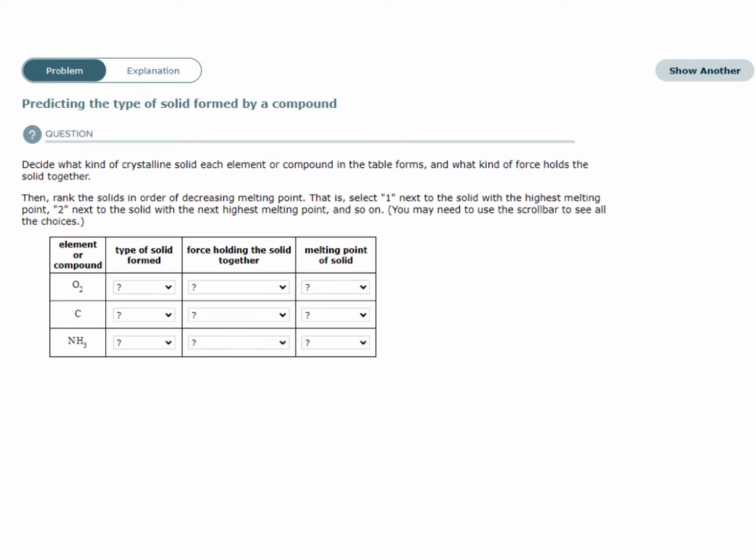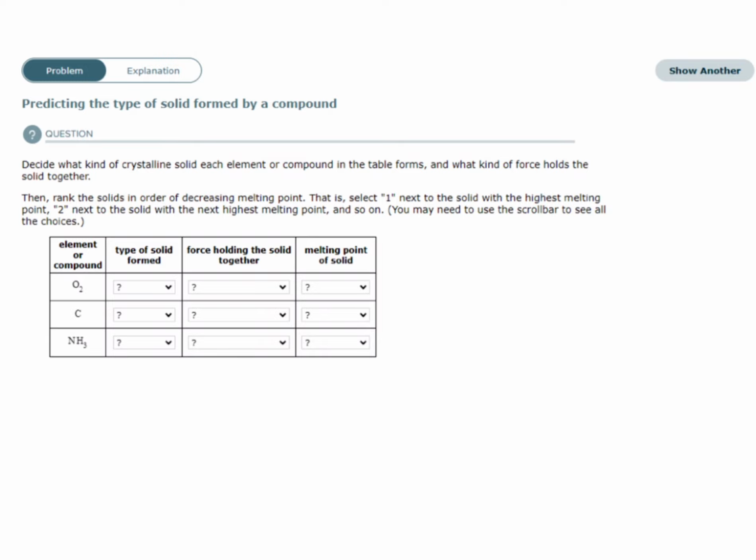Decide what kind of crystalline solid each element or compound in the table forms and what kind of force holds the solid together. Then rank the solids in order of decreasing melting point. So they want us to put a 1 next to the solid with the highest melting point, and if it has a high melting point, then that would suggest that it has very strong forces. And then 2 next to the solid with the next highest melting point, or the next strongest forces, and 3 for the solid that has the lowest melting point, which means it has the weakest forces. So let's take a look at these compounds.